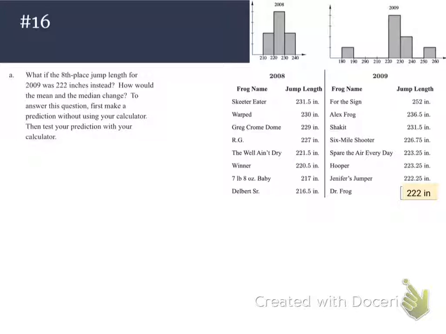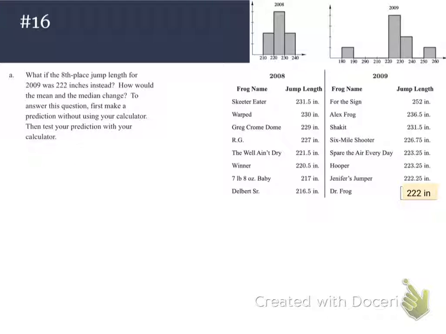Number 16 says this. What if the 8th place jump length for 2009 was 222 inches instead? How would the mean and the median change? To answer this question, first make a prediction without using your calculator. Then test your prediction with a calculator.